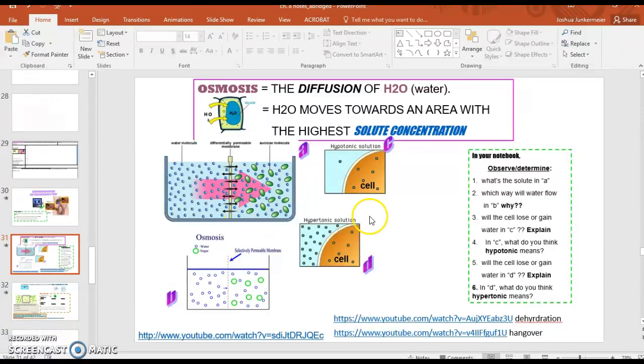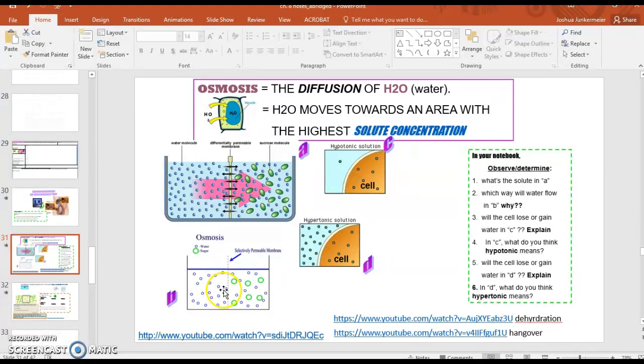Alright, slide 31 is all about osmosis. This one will be the last slide we do, I think. Osmosis is a special word for the diffusion of water only. It's a vocab word to describe just how water diffuses. So all particles diffuse, but there's a special name given for when water does it, and it's called osmosis. It's when water moves towards an area with the highest solute concentration. Here's an example. Here's water right here, and it moves naturally to the area with the highest solute concentration.